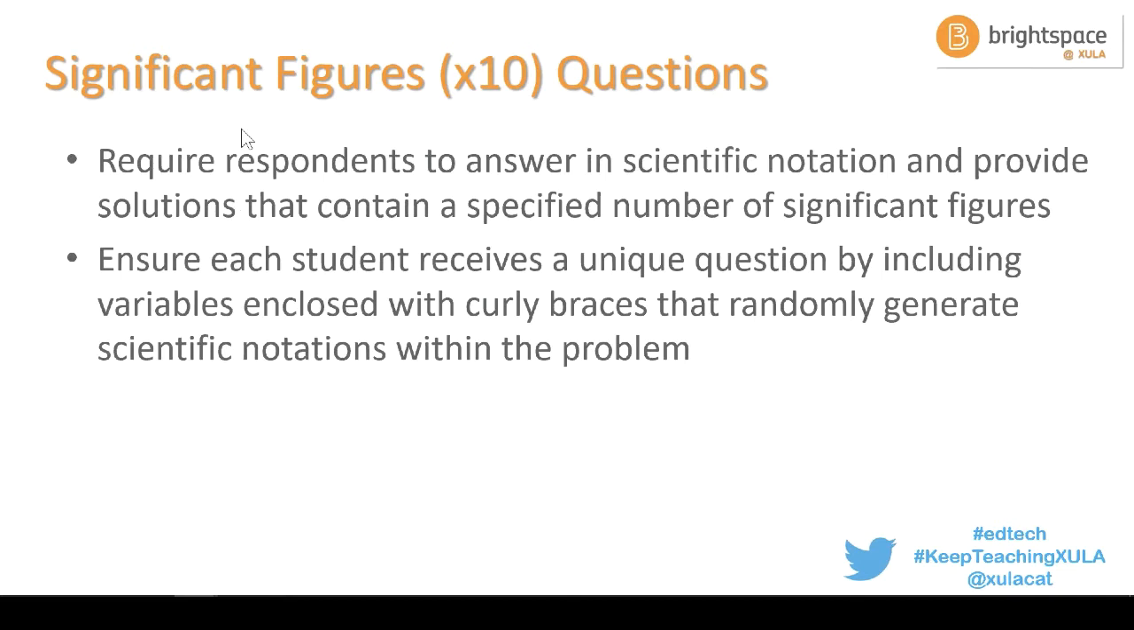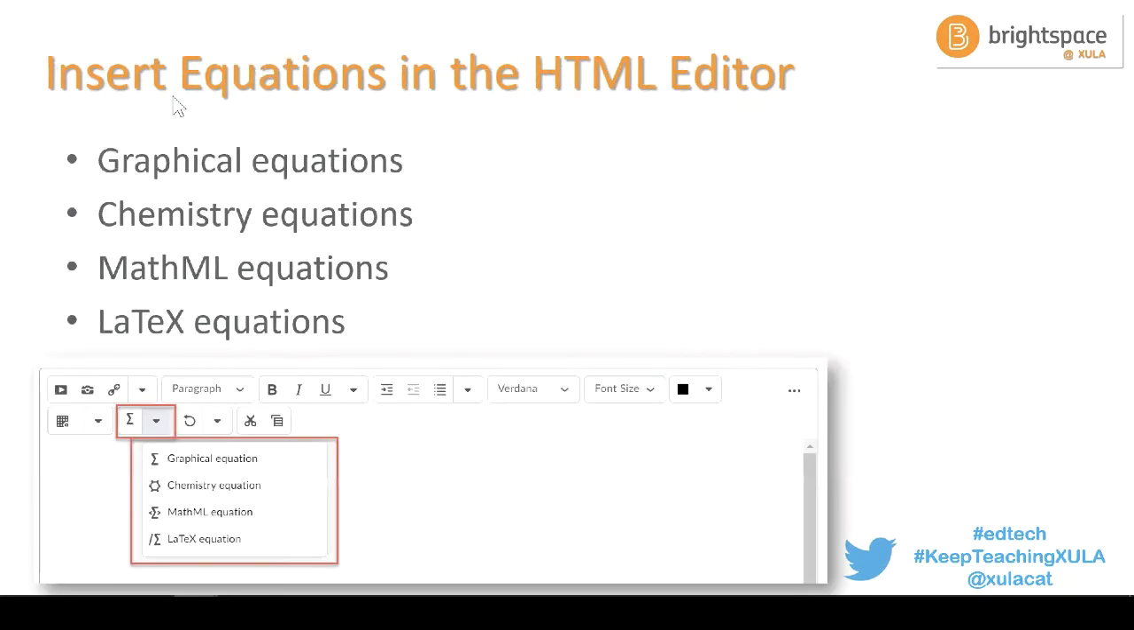There's a lot of information available at Brightspace's site that, if you're interested in this one, they could provide you with. All right. And then with the HTML editor, anywhere the HTML editor is available in Brightspace, you can actually insert equations in there. And there are four types of equations: graphical, chemistry, MathML, and LaTeX. And so all of those are available. You would just go to insert equations and then choose whichever one you need.